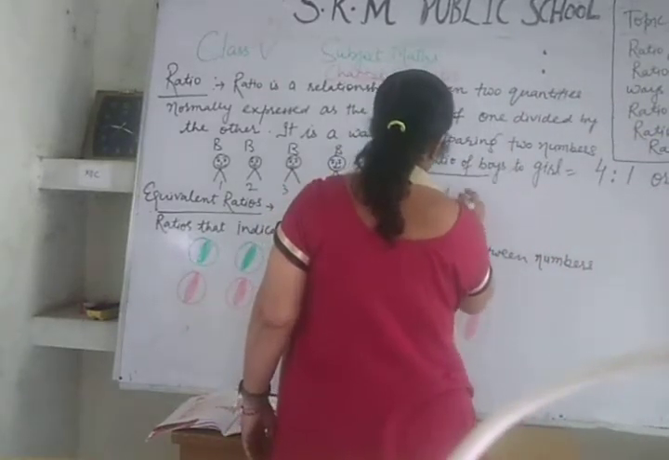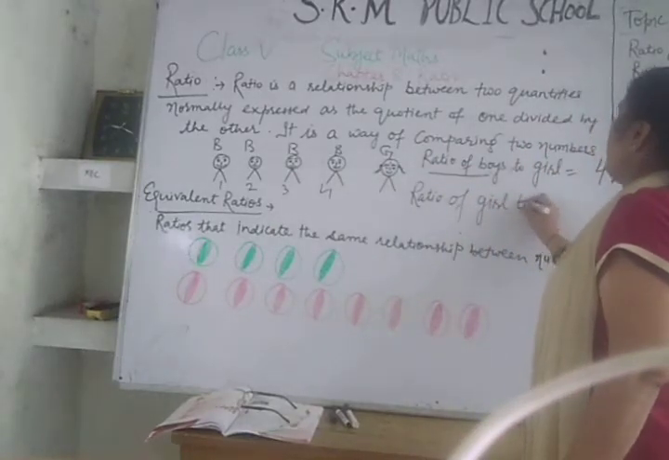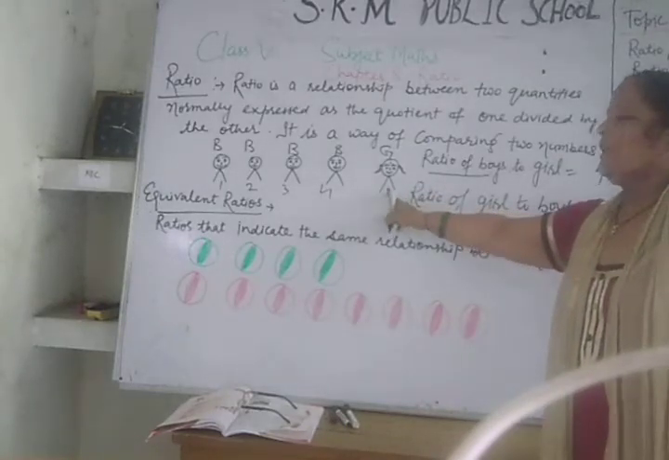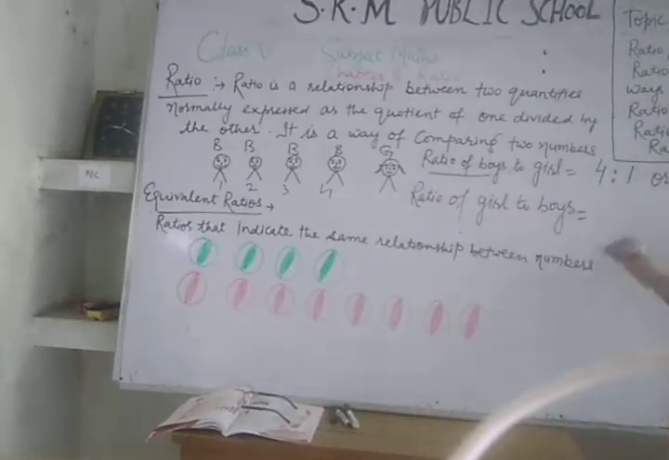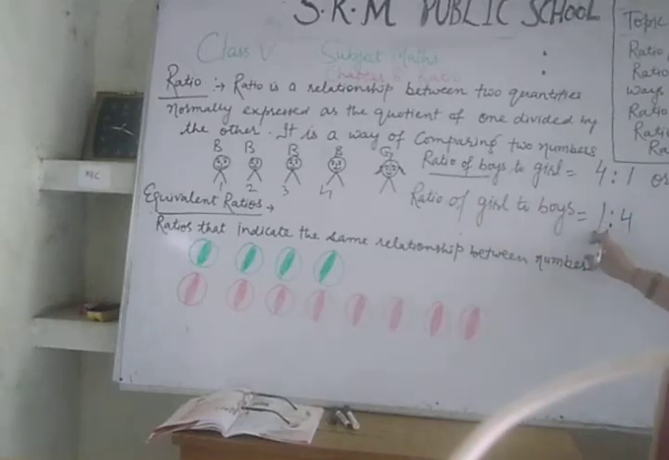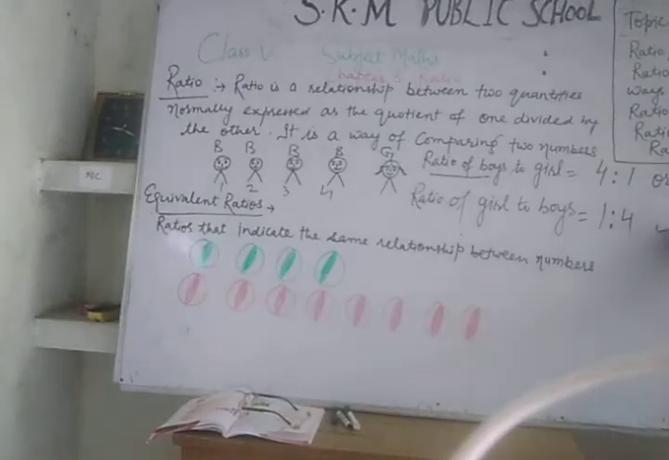Then if you write the ratio of girls to boys, how many girls? Only 1 girl. So 1:4. Whatever comes first, that term will be written first. And after that you put the ratio sign. And boys, how many boys are there? 4. Or you can write 1/4.